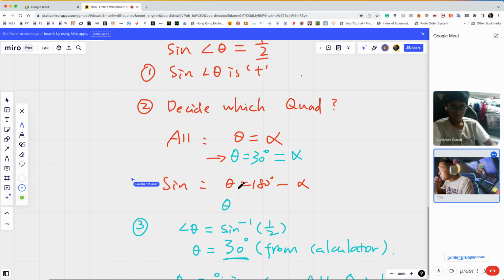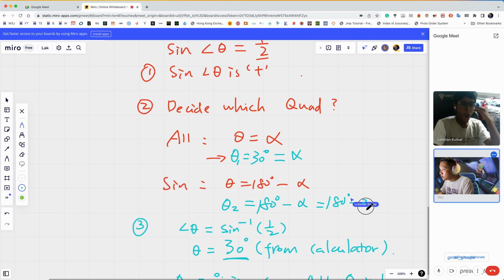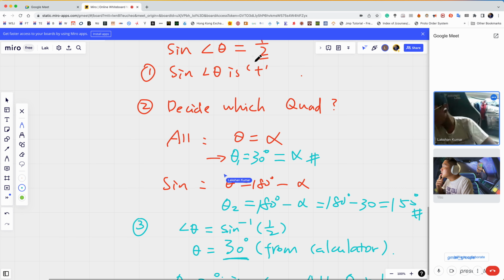So this is your theta 1, and this is your theta 2. Your theta 2 is equal to 180 minus alpha, which is 30 degrees in this case. So you get 150 degrees. These are the two answers for theta, given sine theta equals half. So therefore, you just sum it up.